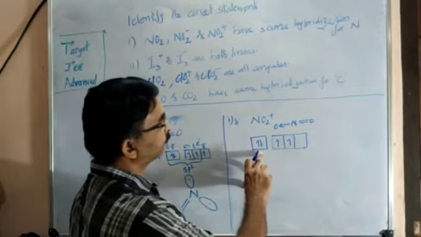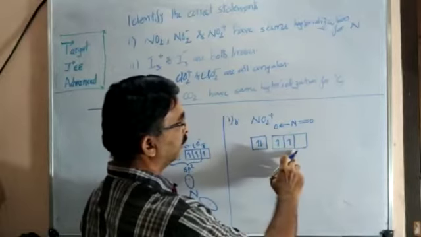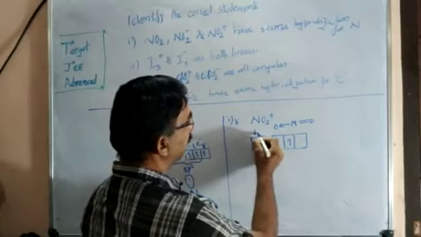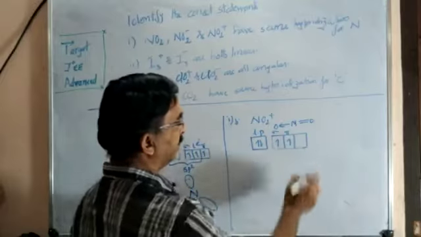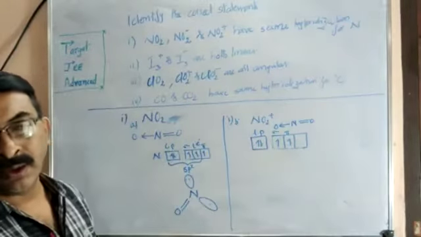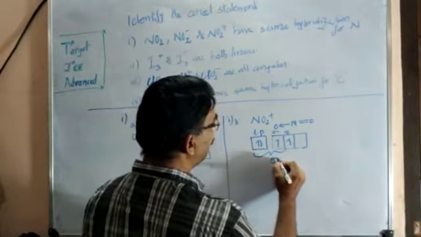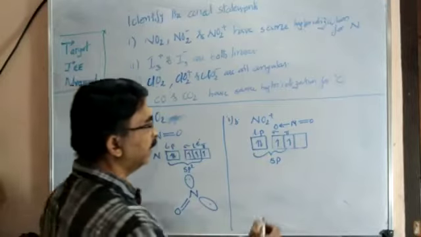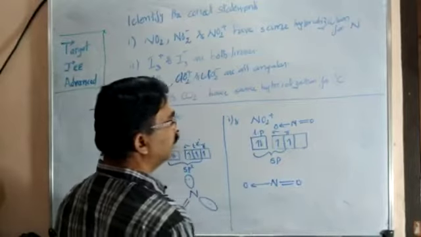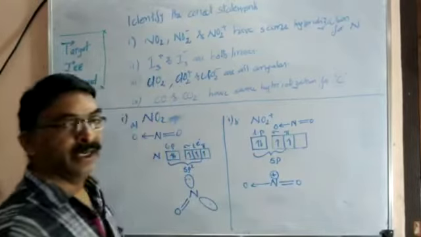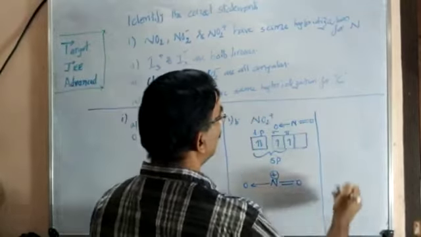See here we have the lone pair, we have the sigma bonding orbital, we have the pi bonding orbital. So this is the lone pair, sigma bonding, pi bonding, that's empty. We know pi bonding orbital should not involve hybridization. So it will have sp hybridization. And the molecule will be linear like this. So NO2 plus is a linear species involving sp hybridization. Now NO2 minus.